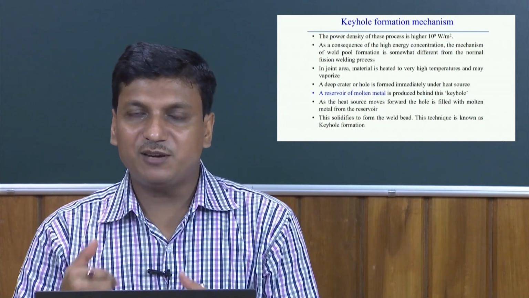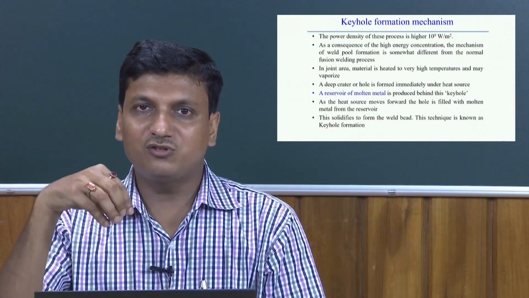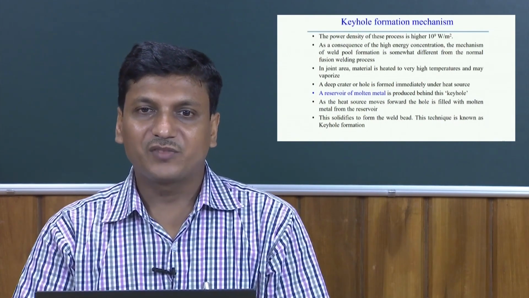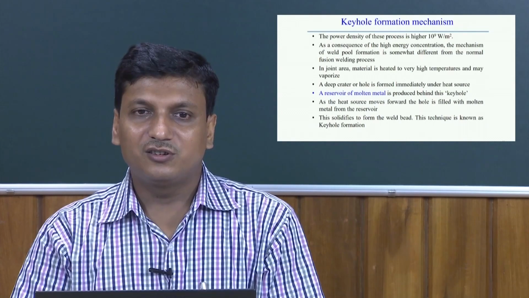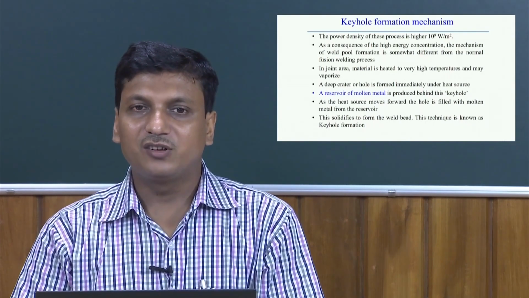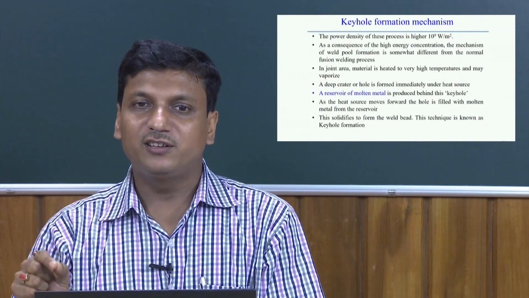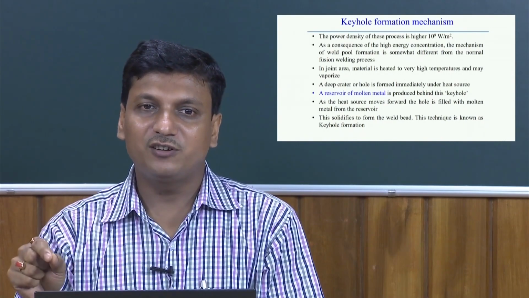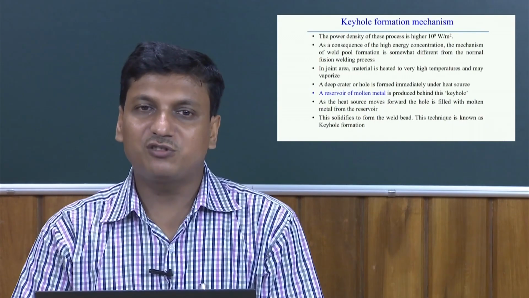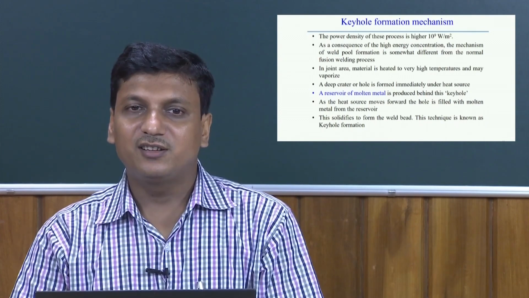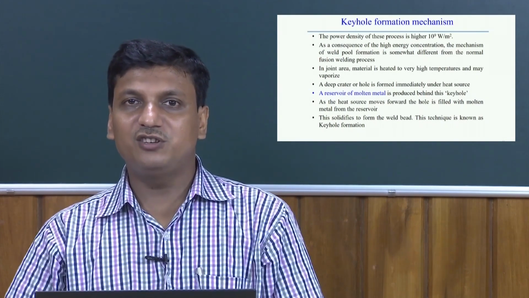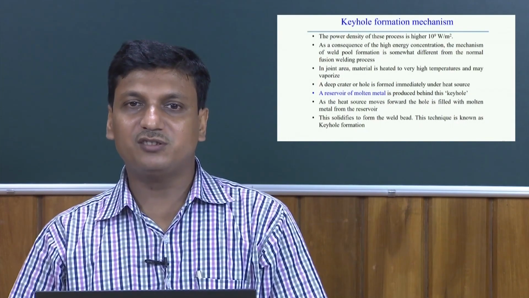At the same time, when the electron beam produces the deep hole, there may be some reservoir of material behind this keyhole. So, when the heat source moves in a certain direction, that hole is filled from behind by the molten material from the reservoir, and then it subsequently solidifies. This is the typical keyhole formation mechanism in the electron beam welding process.